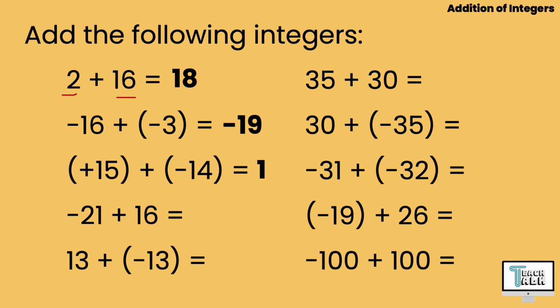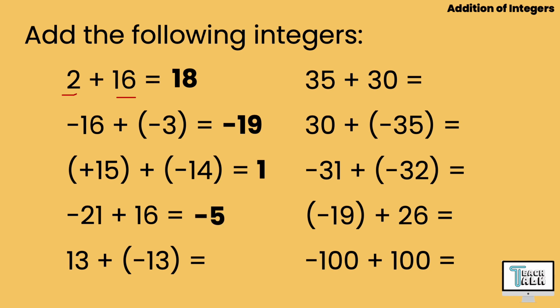Let's have number 4. Negative 21 plus 16. This one, same sign, different signs? Correct, different signs. Bakit? Si 21 negative, si 16 positive. Now, first step, copy the sign of the bigger number. So, we have negative kasi si 21 mas malaki. Then, subtract 21 minus 16, that is 5. So, the answer is negative 5.